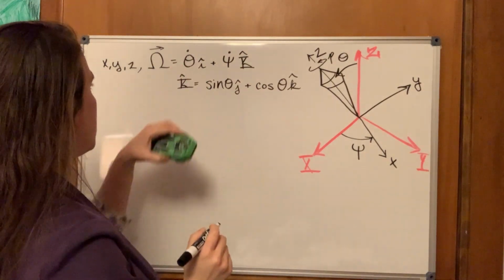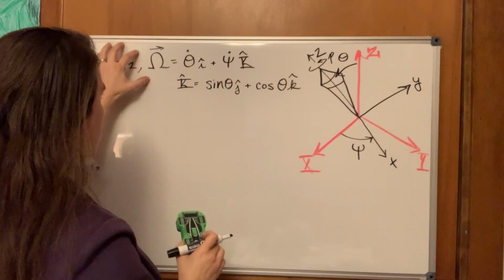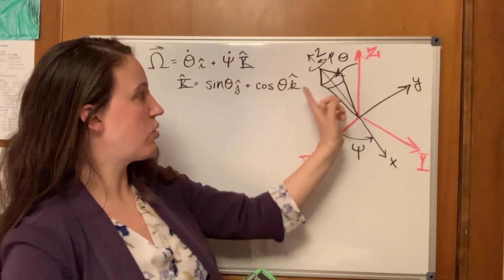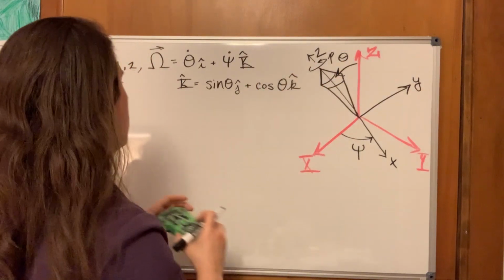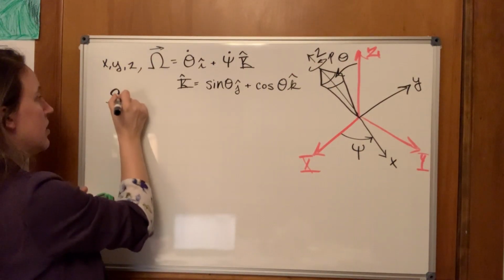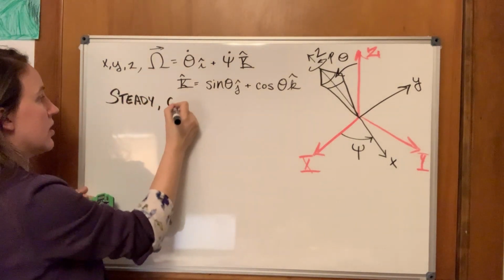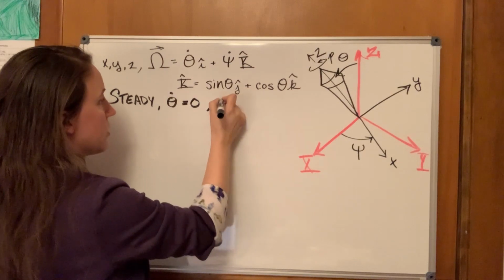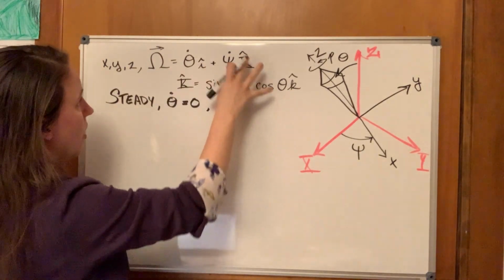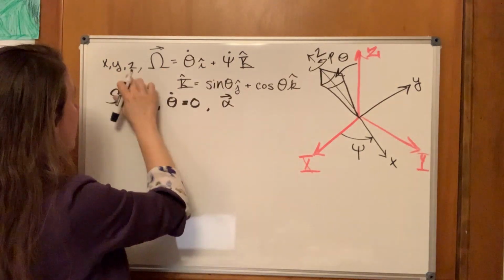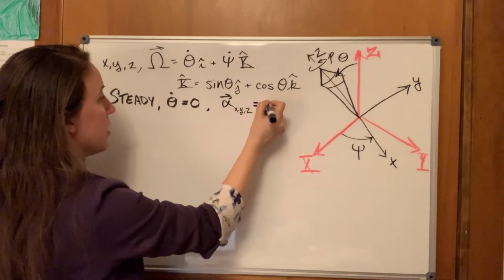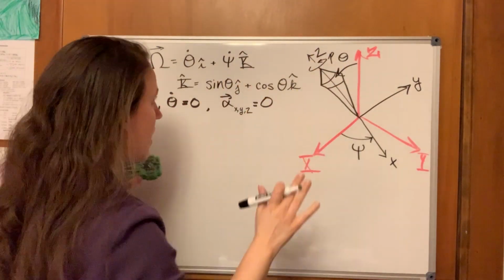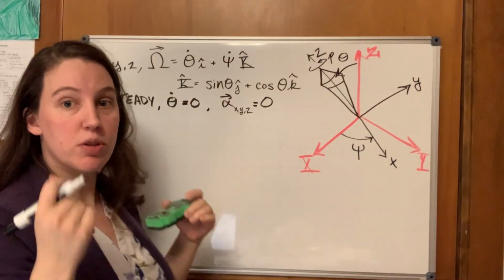Now we can relate this big omega, which is how our coordinate system is rotating. For steady precession, when it's doing this traveling behavior, this term is not going to change. So for steady precession, theta dot is going to be equal to zero, and any of those alpha terms, where we're thinking about how our angular velocity is changing in the lowercase x, y, z frame, are also going to be zero, because we're not going to let it spin faster or precess faster. We're going to say what happens if all of that is steady-state behavior, which you will see if you have a top and you rotate it.